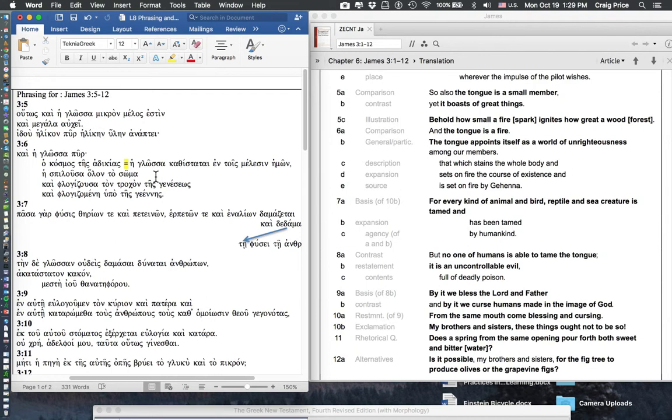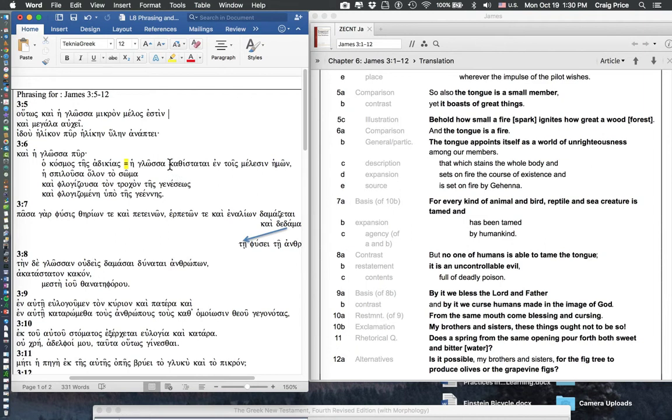You could argue it differently with grammar, but the meaning does not change. So whichever way you see it there, you may argue for view 1 or view 2. But you have this idea that the tongue is an awful thing. It encompasses, it embodies the world of unrighteousness. He's going to explain what that means.